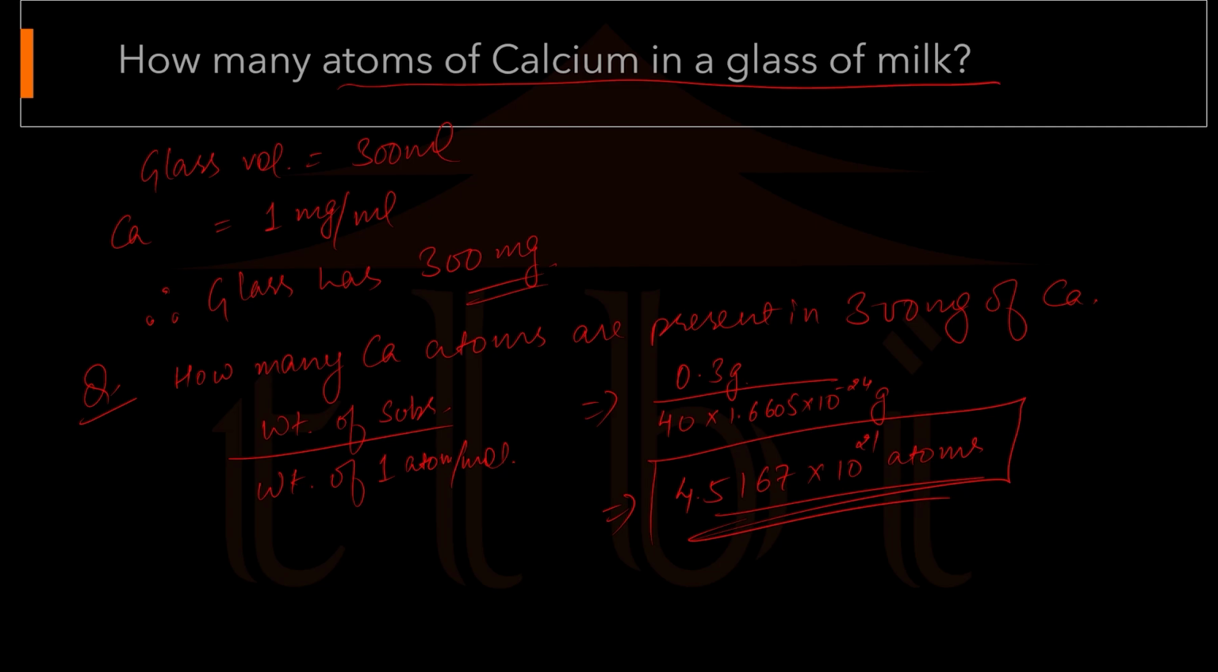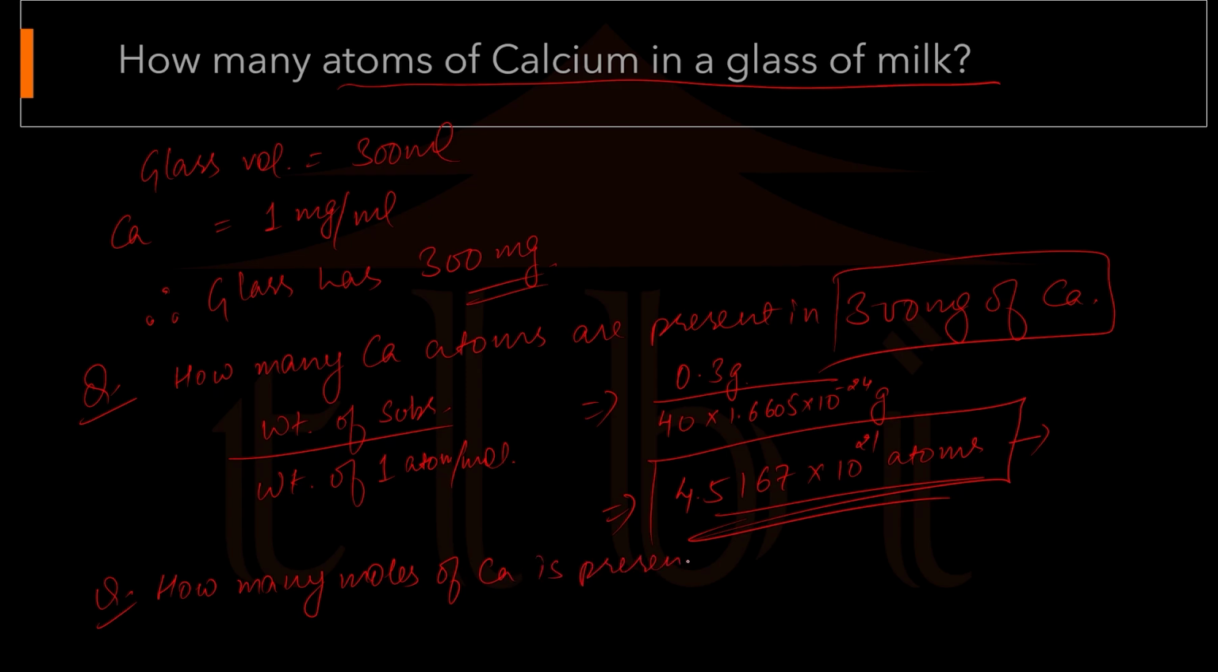Right. Now we can ask another question. If that many atoms are present, or if this much calcium is present in one glass of milk, the question can be how many moles of calcium is present in a glass of milk, right? So you can calculate from this also. How you can do that?